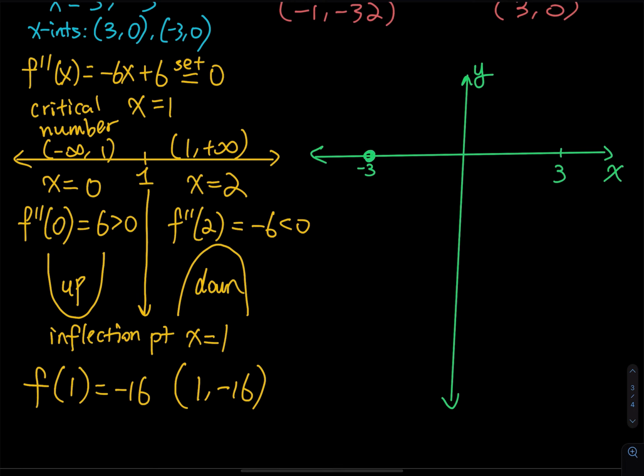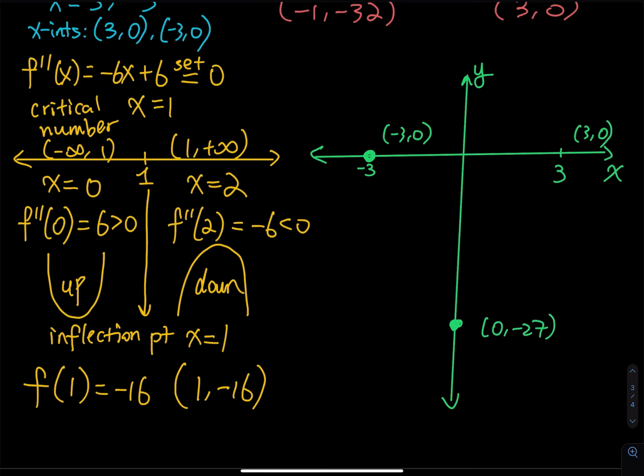So this one is -3 comma 0. This one is +3 comma 0. And then we have a y-intercept. Where is the y-intercept? If you take a look at the step that you just did, it is at 0, -27, right? So when x equals 0, y equals -27. So that is somewhere over here.